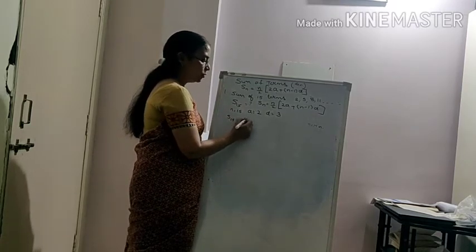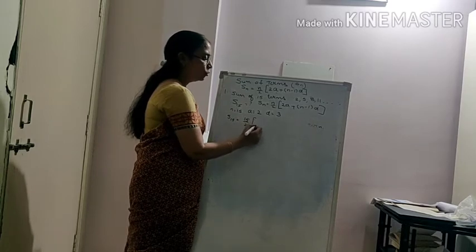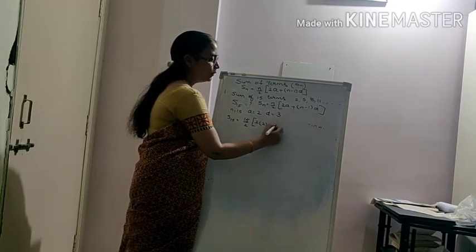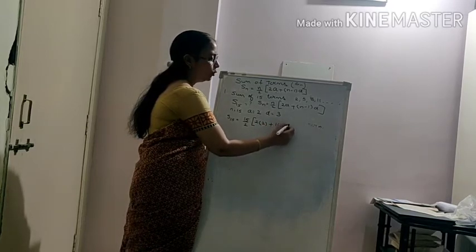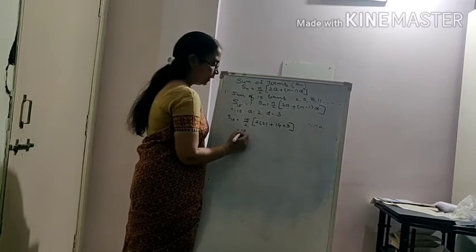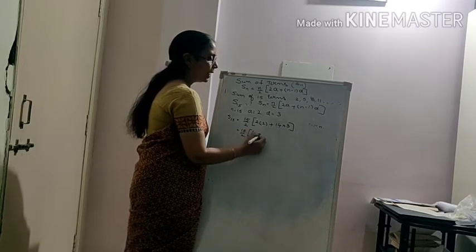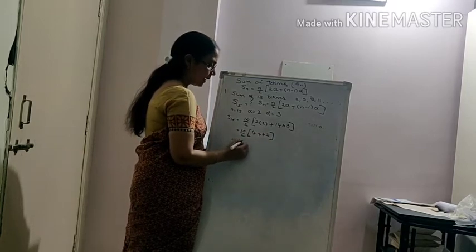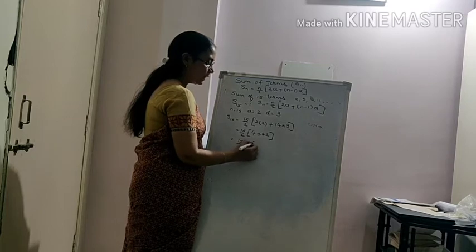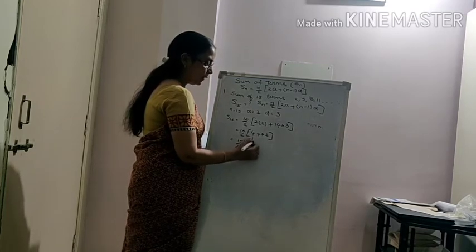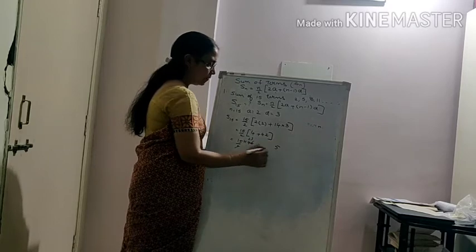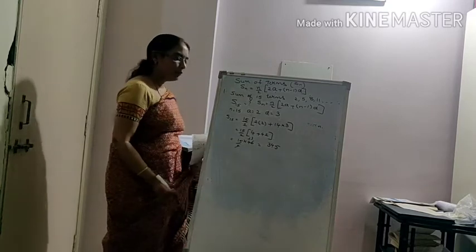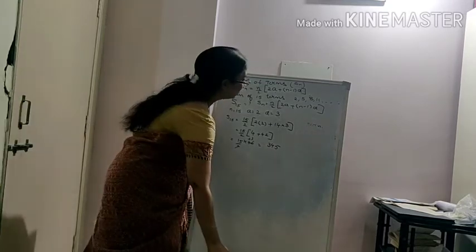S15 is equal to 15 by 2 into 2 into 2 plus 15 minus 1, 14, into 3. That is 15 by 2 into 4 plus 42, which is 15 by 2 into 46. 2 23s are 46, so 15 times 23: 15 3s are 45, 15 2s are 30 plus 4, 34. So 345. This is how we can do it.